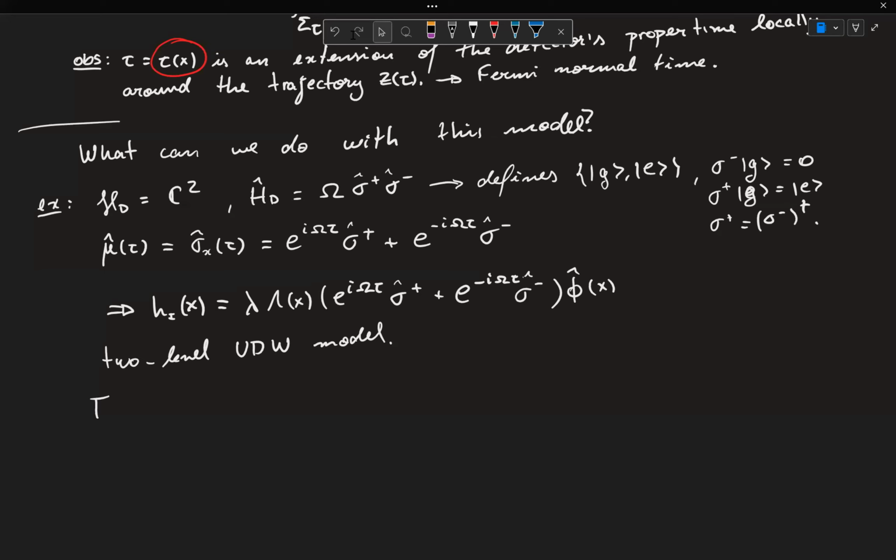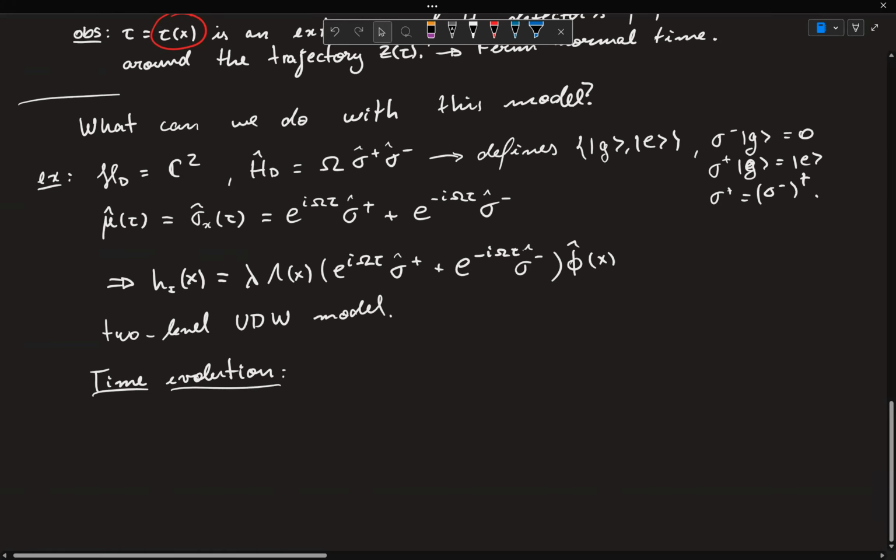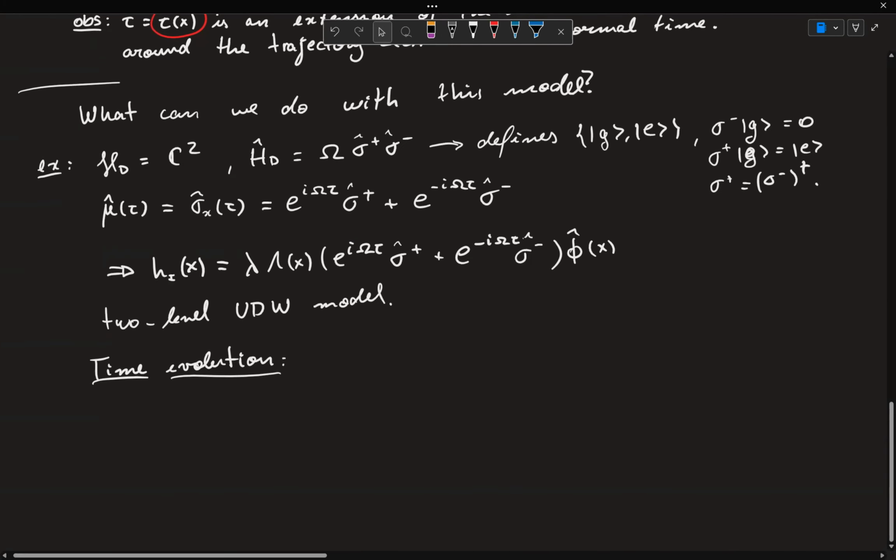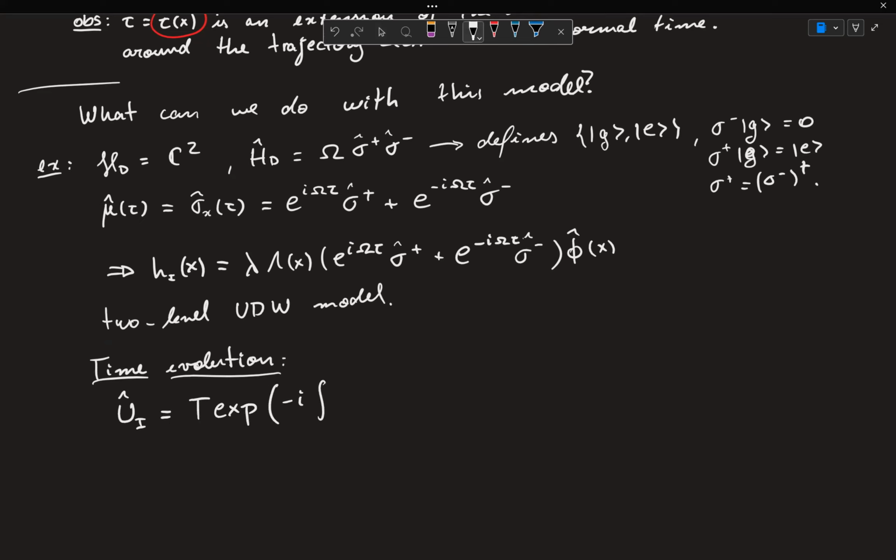What we want to see at first is what is the time evolution if we start the qubit in a given state and start the field in a given state. What will happen to the qubit? Now, this is basically time-dependent perturbation theory in quantum mechanics. You need to compute the time-ordered exponential of minus i, the integral of the Hamiltonian of tau d tau.